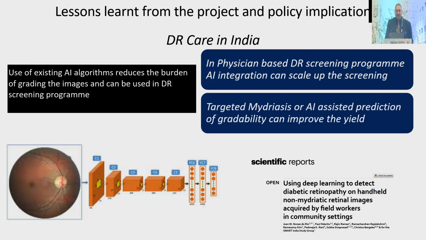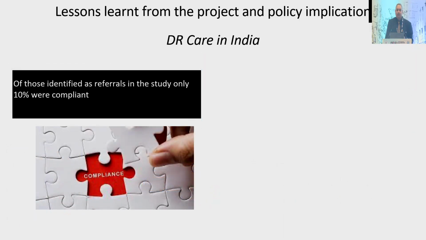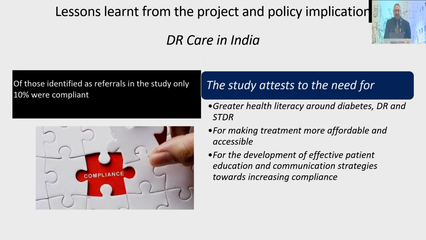Targeted mydriasis or AI-assisted prediction of gradability, that also we proved: if we can say that the image would be non-gradable, and we ask the technician to retake the image, the chance of a gradable image significantly improves. And only 10% were compliant. That again attests to the fact that we need greater health literacy around diabetes, diabetic retinopathy, and sight-threatening retinopathy.